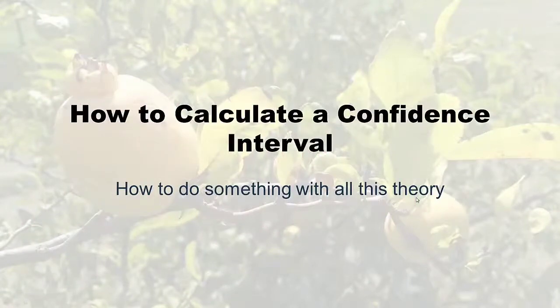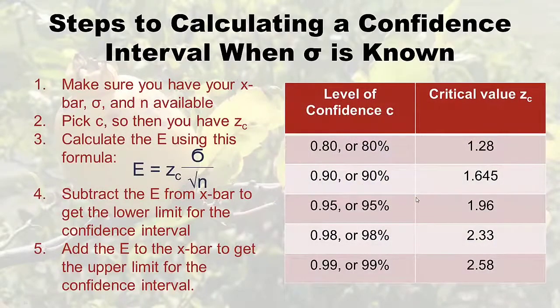Now I'm going to go on to talk about how to calculate a confidence interval. And trust me, it has something to do with all this theory. So here are the simple steps. Step 1 is you make sure you have your X bar, because you took a sample. You better have an X bar. And of course you're going to have an n because you took a sample and you know how many people you measured. But then you also need to make sure you have the standard deviation for your population lying around because you need those ingredients for this.